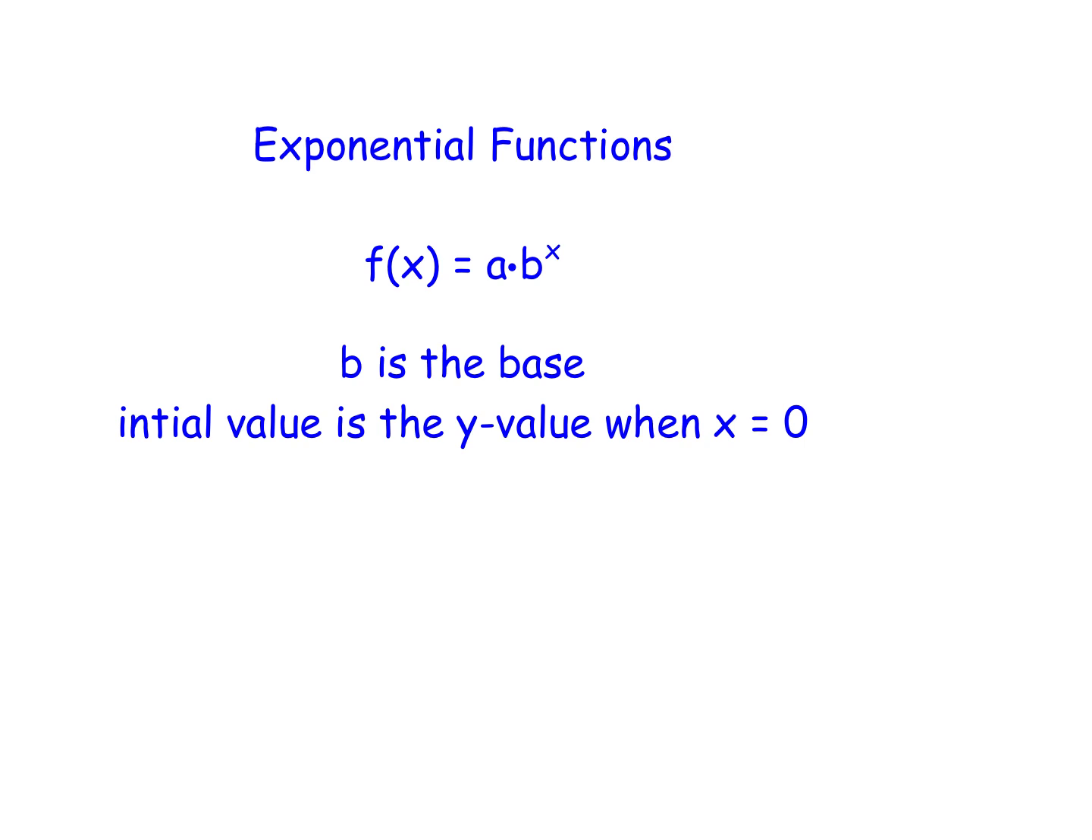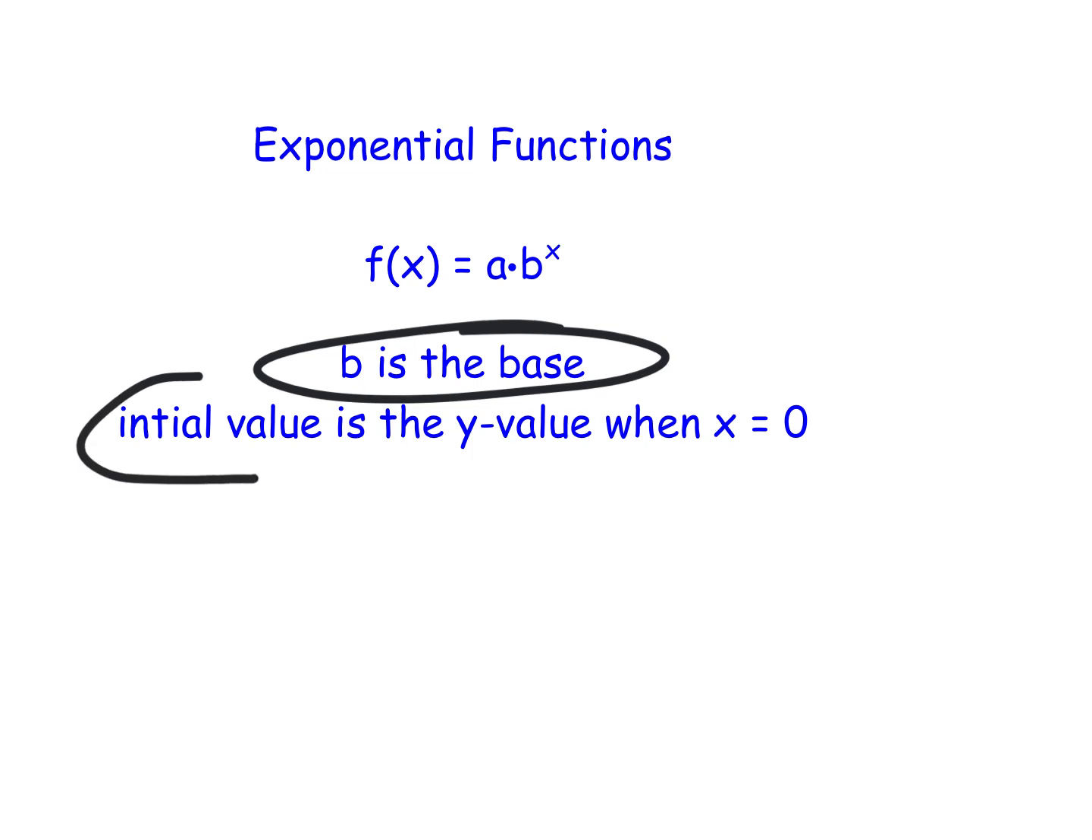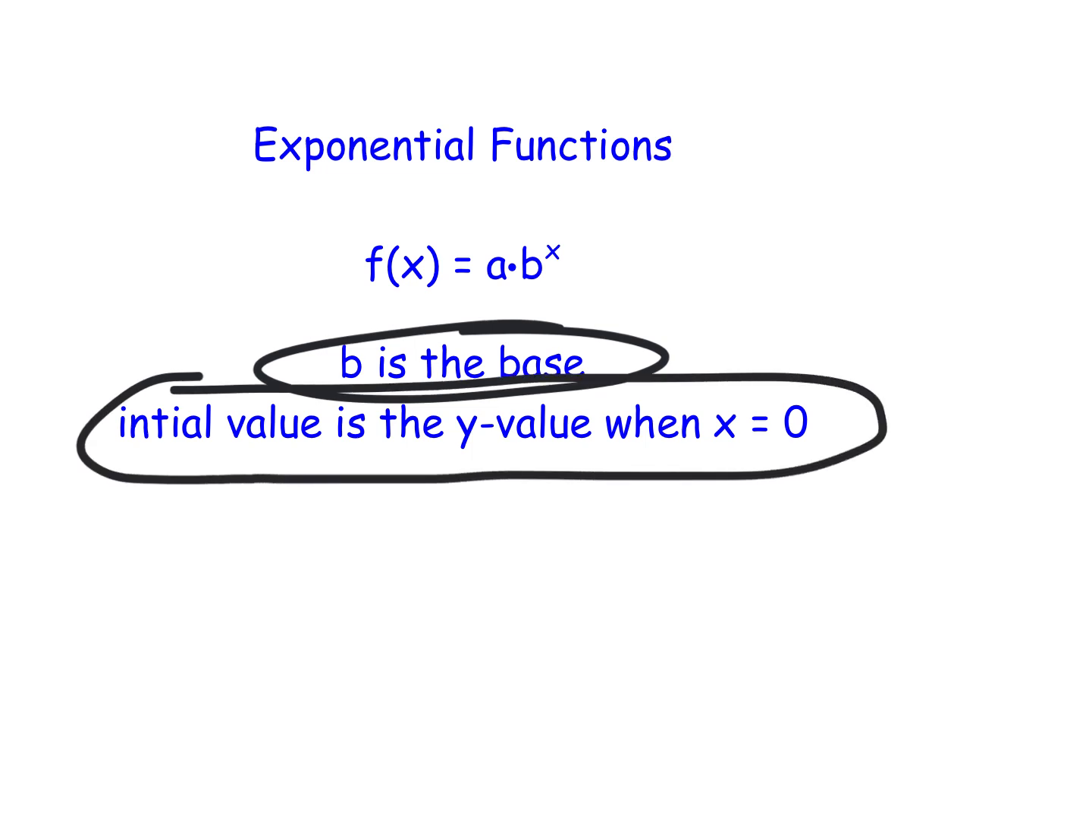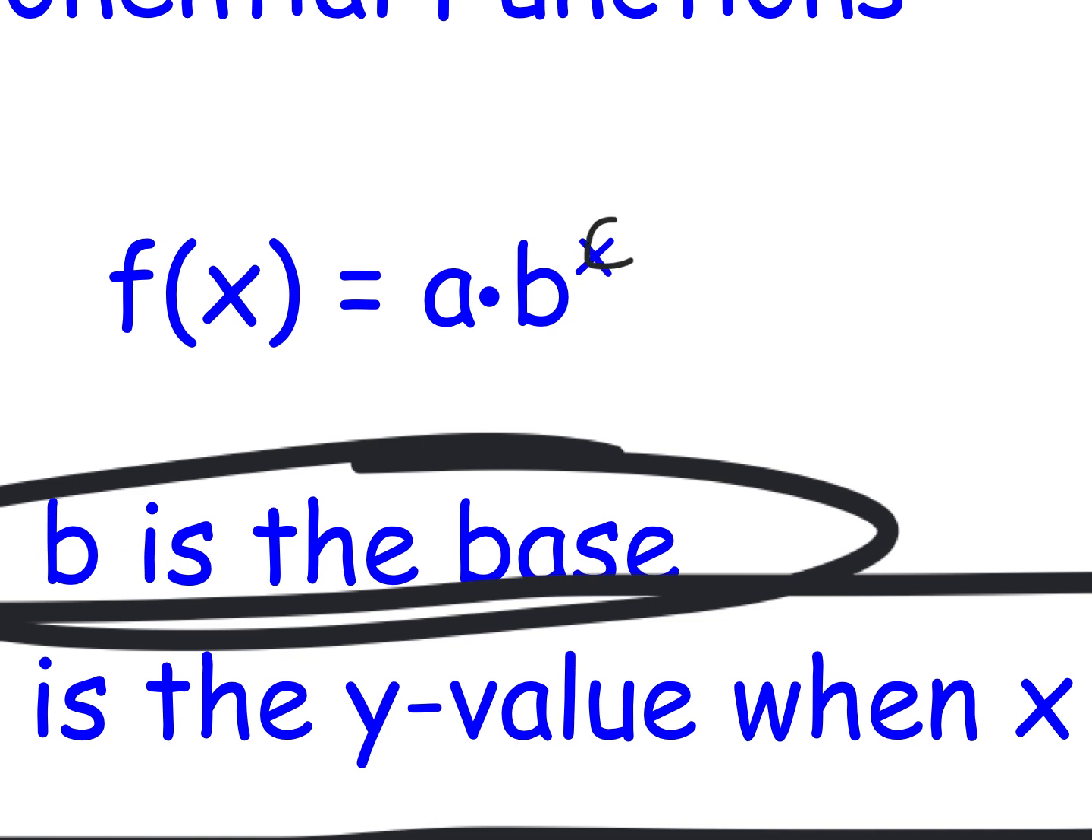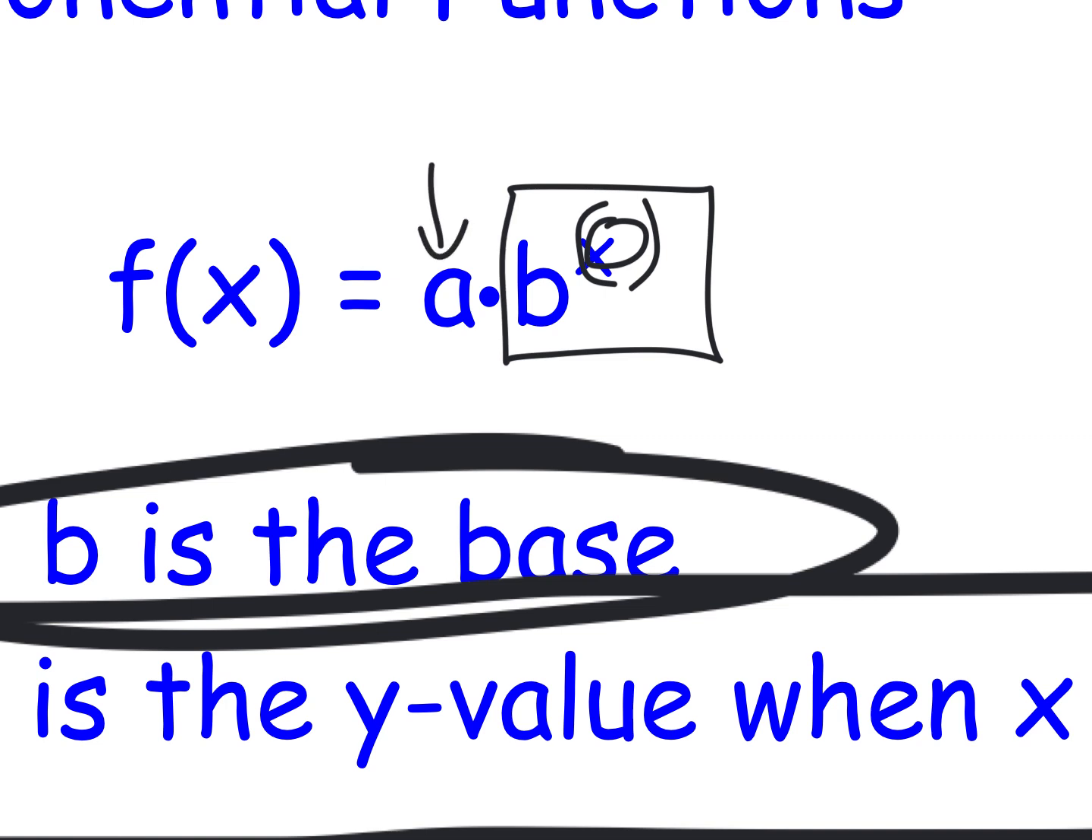Moving on to this slide. This is where they're just reminding you b is the base. Initial value, I call it the start value, is when x equals 0. Because if you put a 0 right here, this is all going to turn into 1. And then 1 times a means that's what you start with. If x is 0, that'll be your start value.